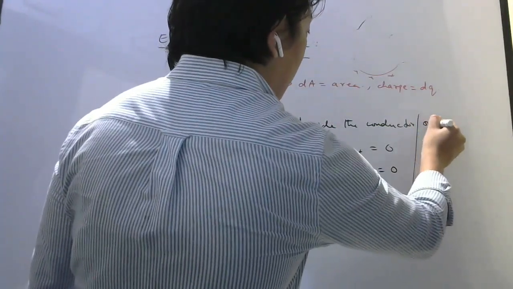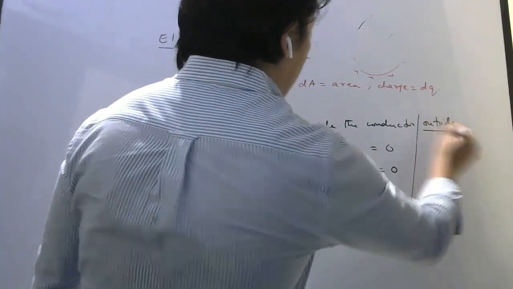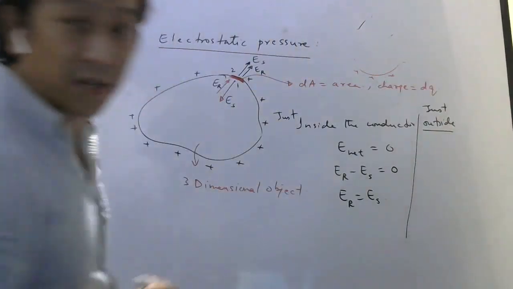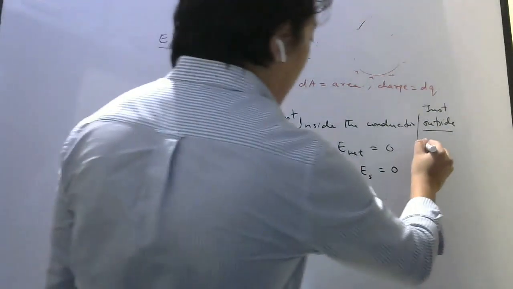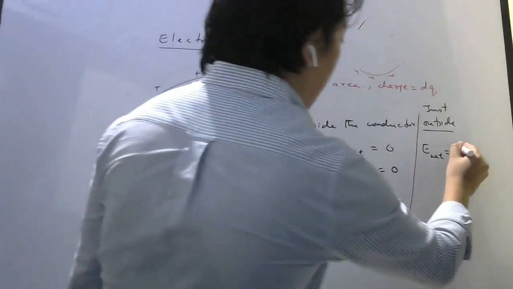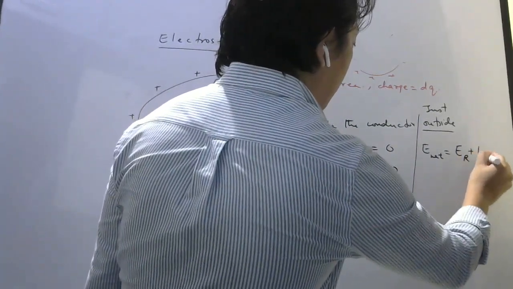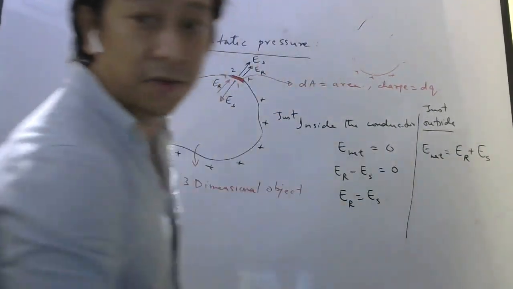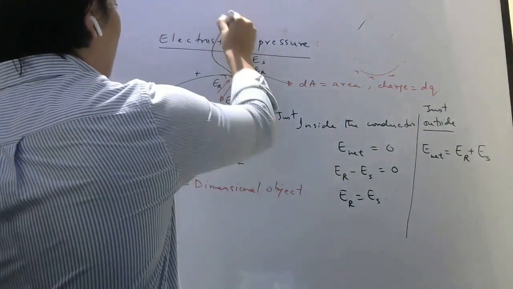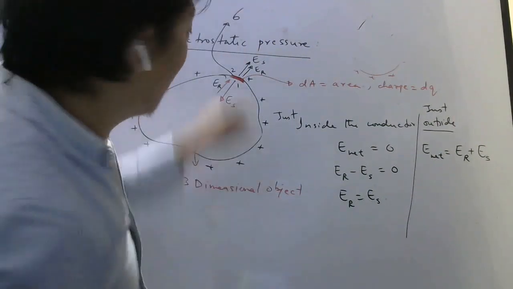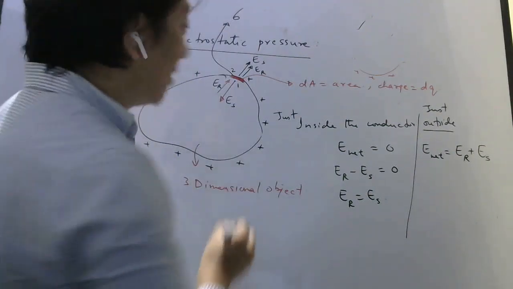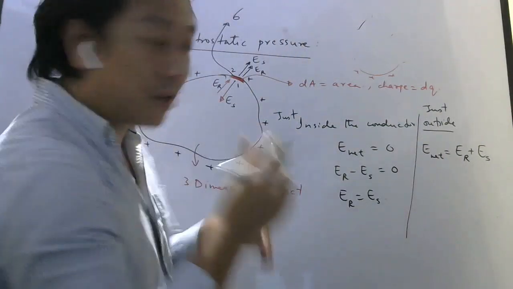And outside the conductor, these are just inside and just outside. Okay? Just inside, just outside, what will be the electric field? E net will be this plus this, ER plus ES. Right, students? But just outside, what is the formula? Let us say the surface charge density here is sigma, the local surface charge density. So if the surface charge density is sigma, then what is the total electric field just outside?